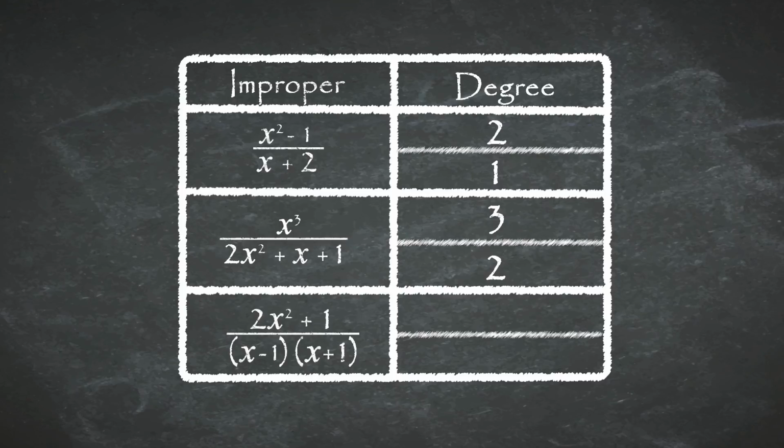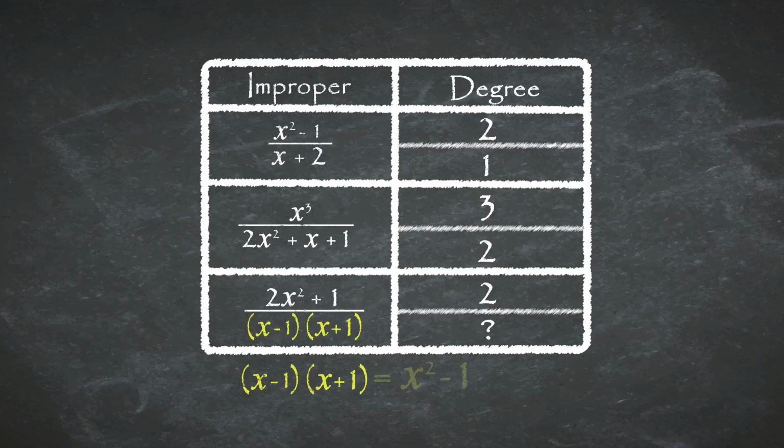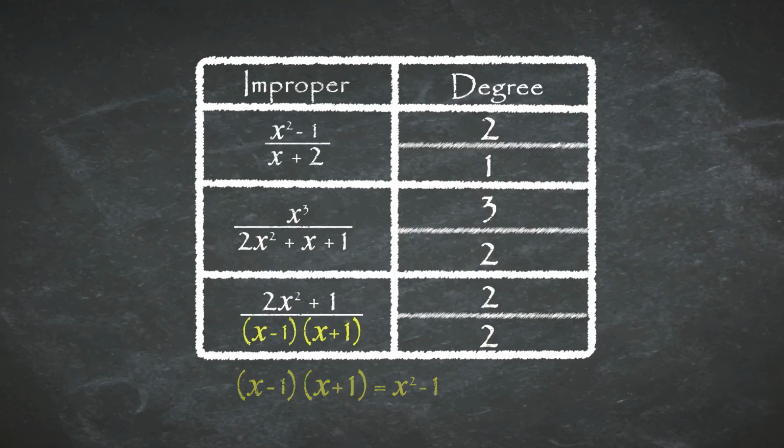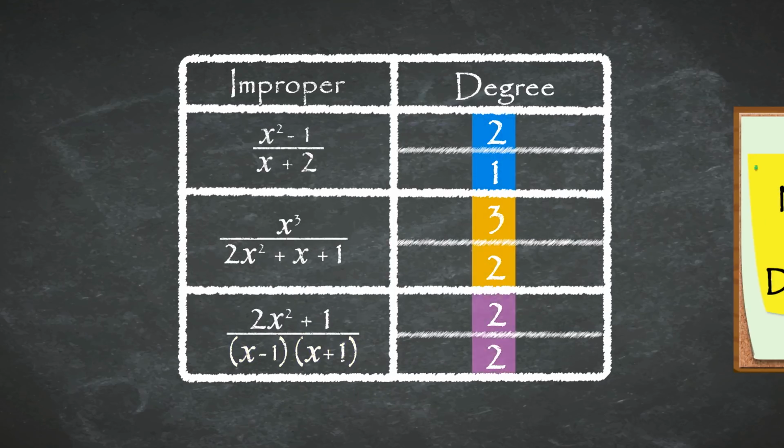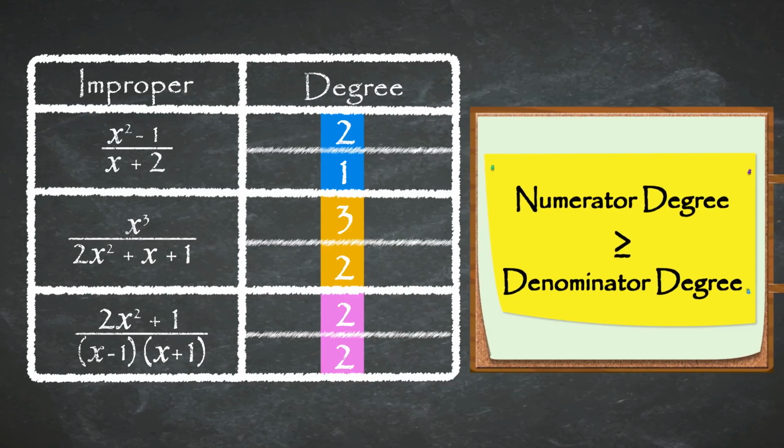For this last fraction, the numerator is quadratic, so it has degree 2. But the denominator is a product of two factors. What is its degree? Well, one way is to first expand the product and obtain this. So the denominator is also quadratic and has degree 2. So we can see that for these cases, the degree of the numerator is more than or equal to that of the denominator. So that makes these fractions improper.